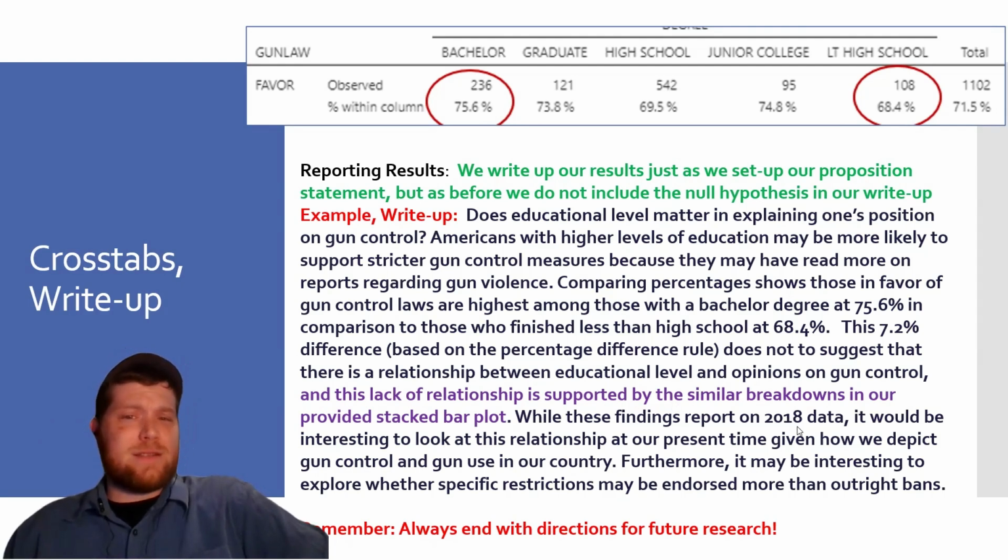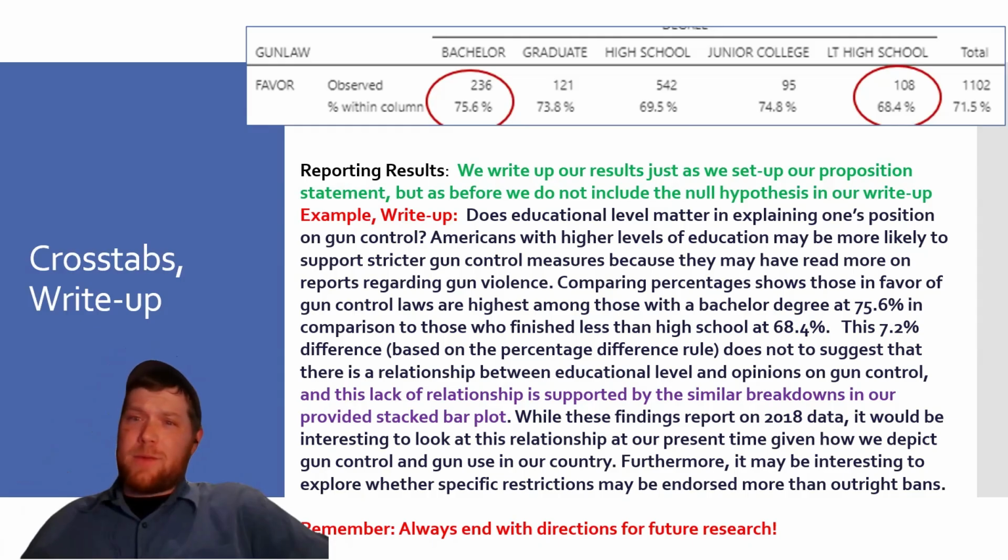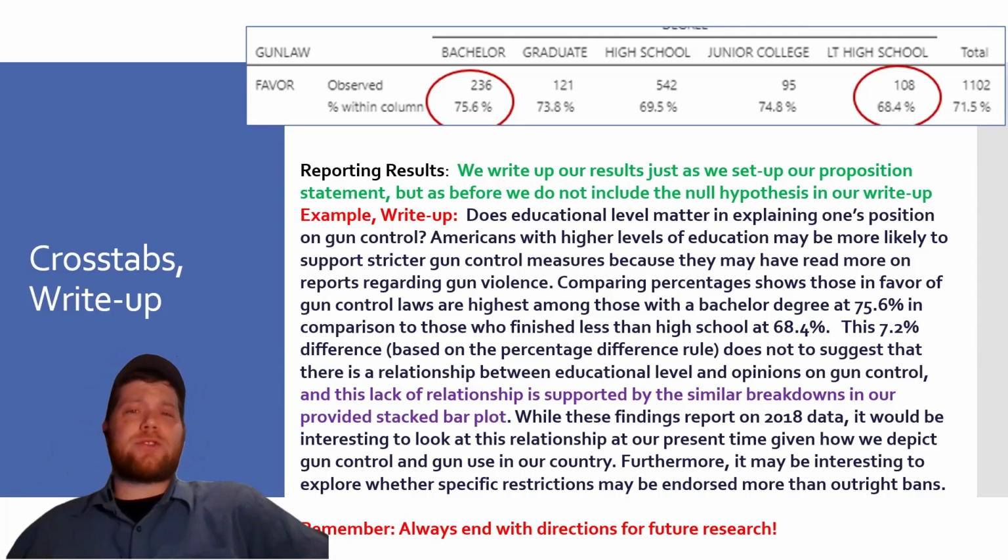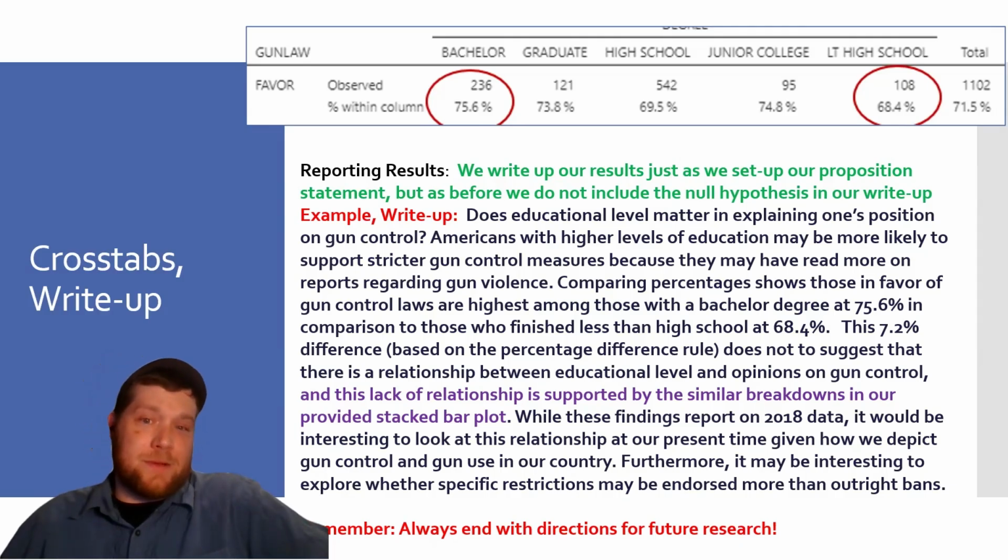So, while these findings, does education level matter in explaining one's position on gun control? Americans with higher levels of education may be more likely to support stricter gun control measures because they have read more on reports regarding gun violence. Comparing percentages shows that those in favor of gun control laws are highest among those with a bachelor's degree at 75.6%, in comparison to those who finished less than high school at 68.4%. This 7.2% difference based on the percent difference rule does not suggest that there's a relationship between education level and opinions on gun control, and this lack of relationship is supported by the similar breakdowns in a provided stacked bar plot.